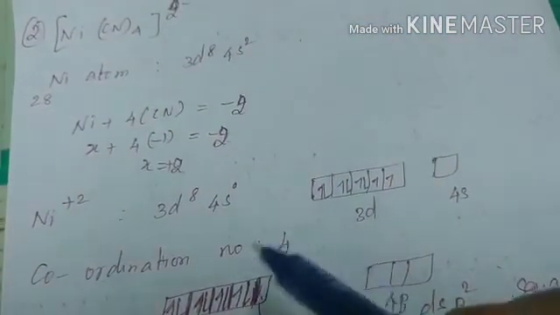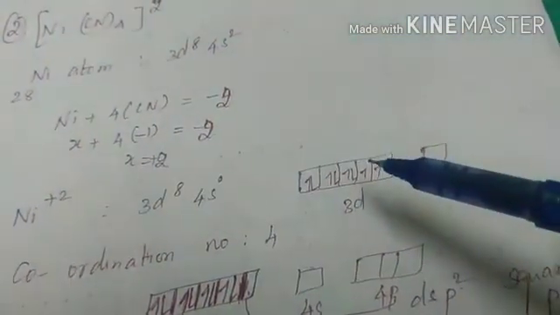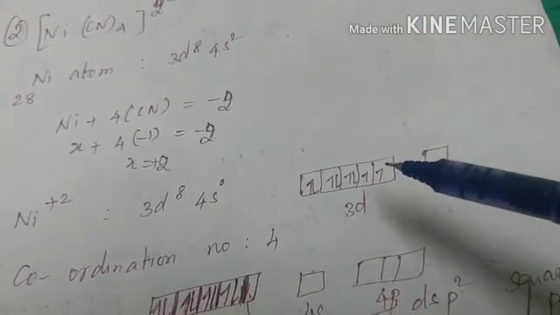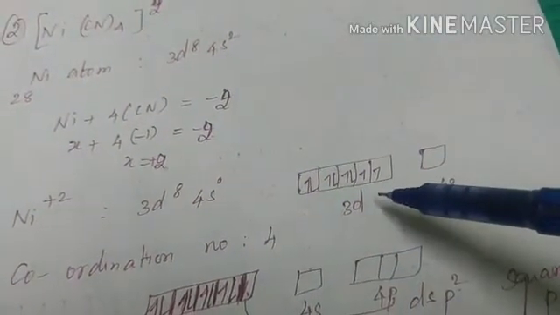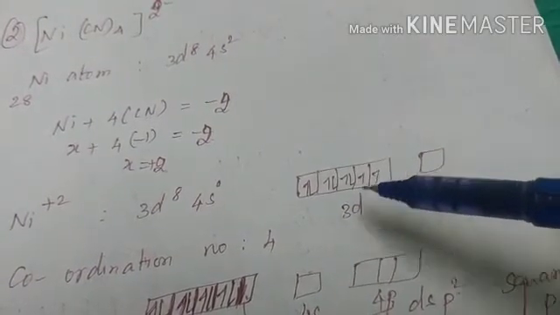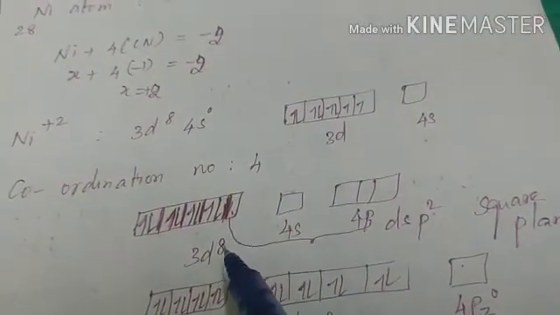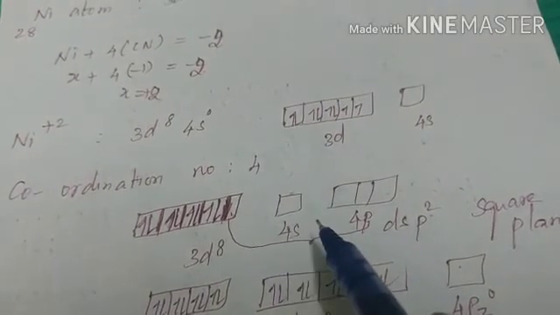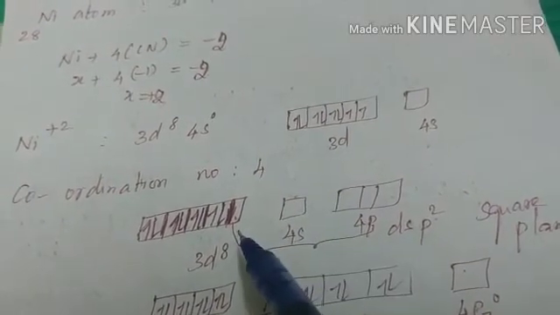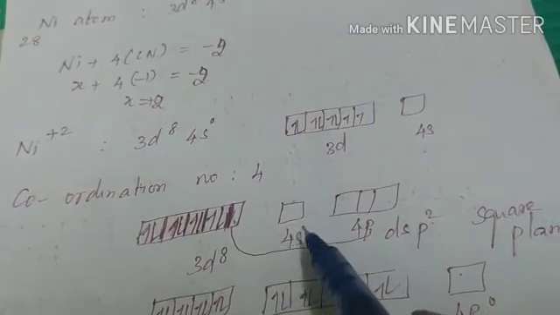Next, in this complex, the number of ligands is 4. So, coordination number is also 4. Next, the ligand is CN minus. This is a strong field ligand. So, it pairs up the unpaired electrons in the central metal atom. Nickel has 2 unpaired electrons. So, in presence of ligand, these 2 unpaired electrons go to pairing. So, it has 3d8 4s0 electronic configuration. So, it has empty 3d orbital and 4s, 4p.